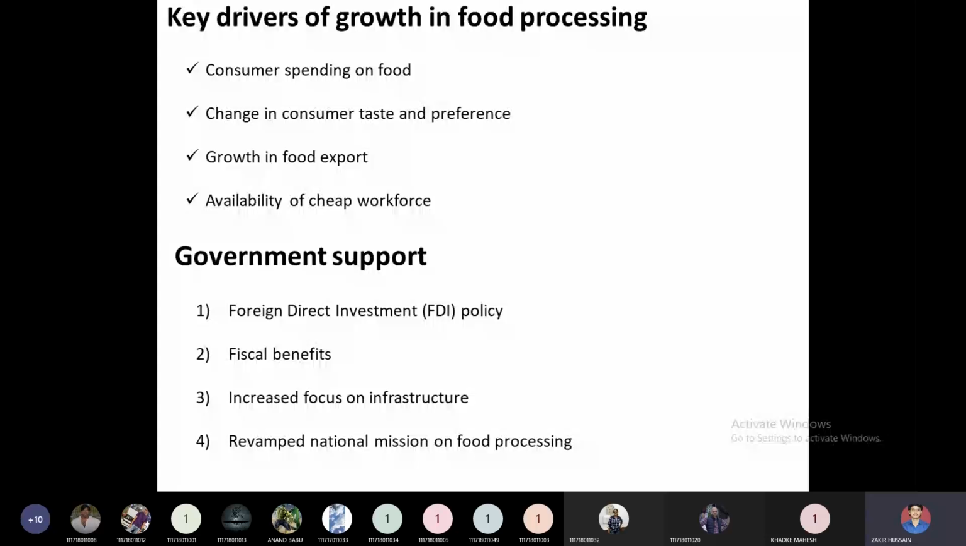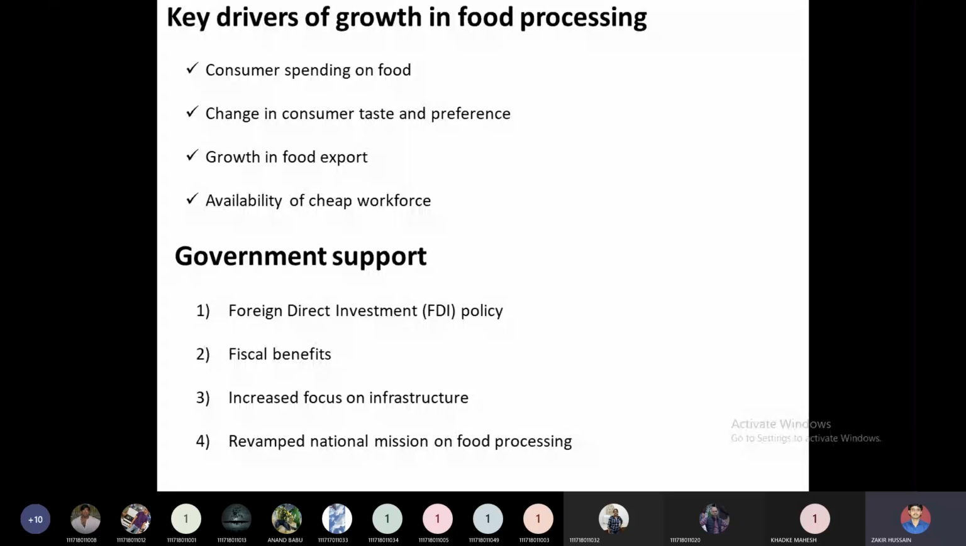First, consumer spending on food. As per the reports of ASSOCHAM, Indians spend around 31 to 35 percent on household groceries. In developed countries, they spend only 16 to 17 percent on groceries, and the rest they save. Whereas Indians spend around 31 to 35 percent on grocery purchases, which is a very huge amount. So there is a large scope. This is a key driver to invest in the food processing sector.